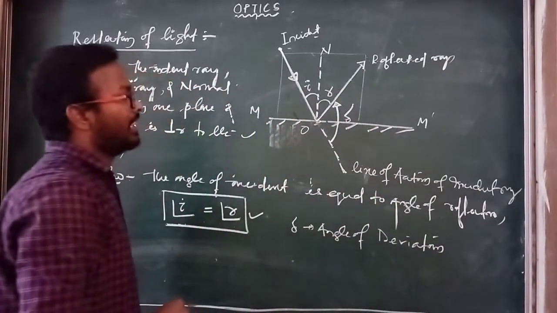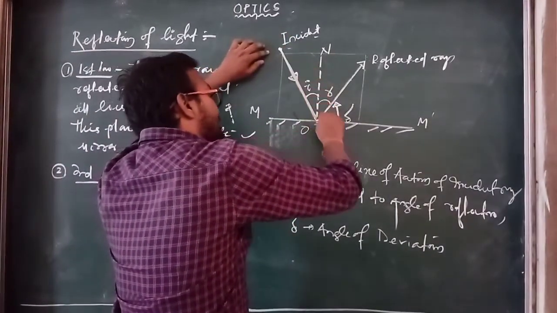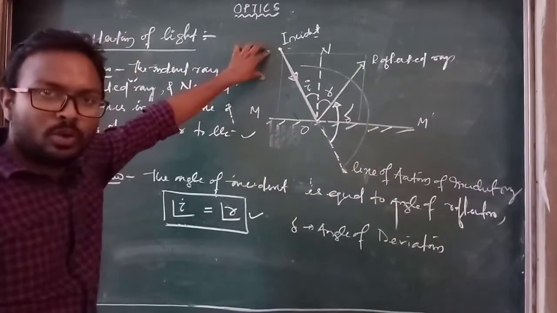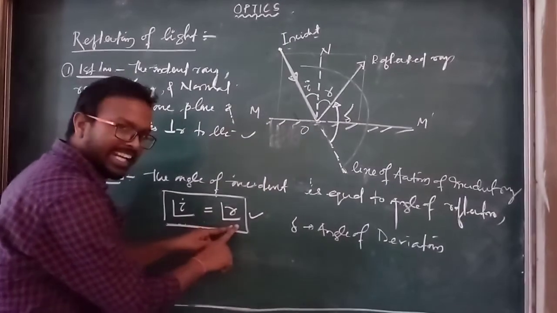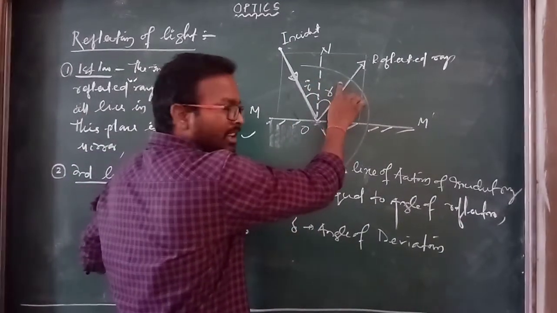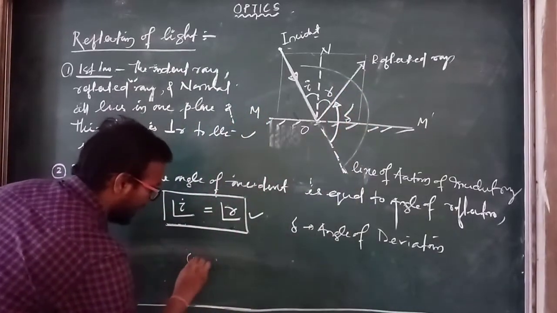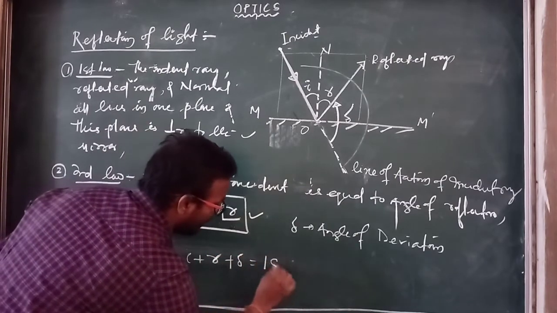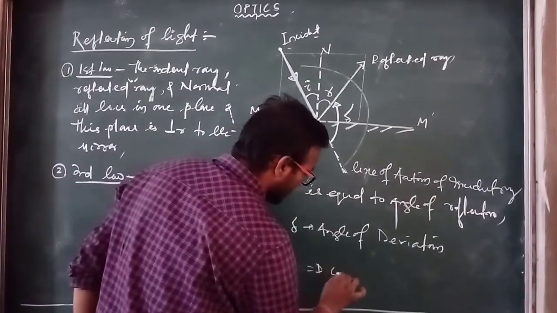This is known as angle of deviation, because this is a straight line path. So we already know this total angle is equal to 180 degrees, and the angle of incidence is equal to the angle of reflection. So we can write I plus R plus delta equals 180 degrees.